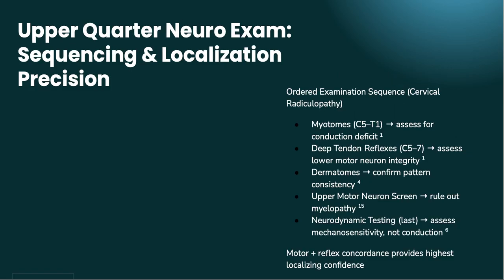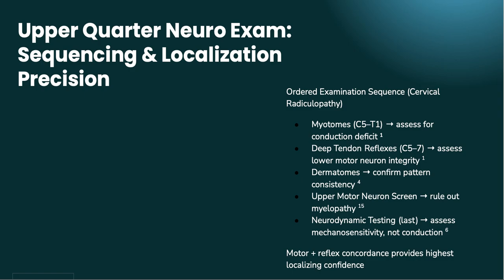Once you understand which findings carry weight, the next step is proper sequencing. Because radiculopathy is defined by a conduction deficit, begin with conduction testing. First, assess myotomes. Tarulli et al. emphasize that, quote, motor weakness in a myotomal distribution is more specific for radiculopathy than isolated sensory symptoms. Second, assess deep tendon reflexes. Reflex asymmetry consistent with root level involvement improves diagnostic accuracy.